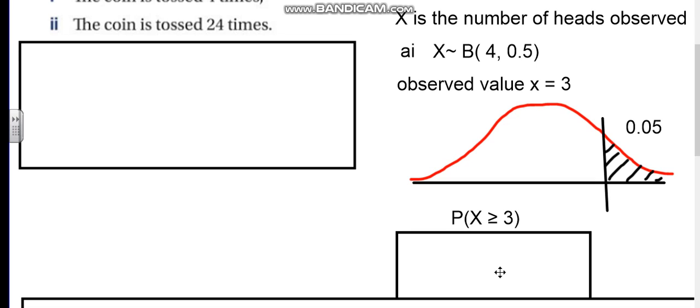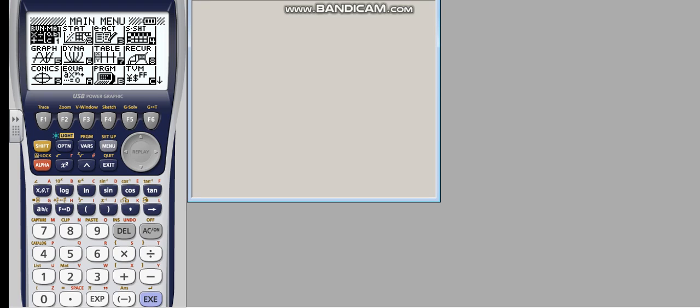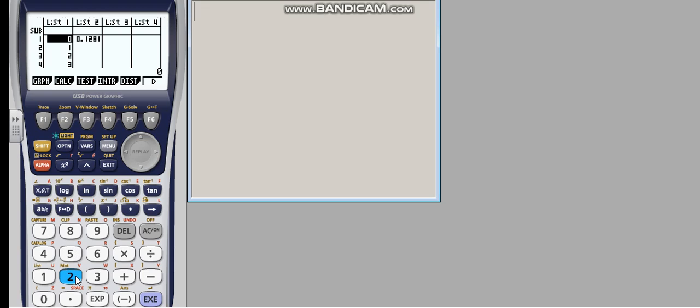So we can only look up less than or equal to. So greater than or equal to 3 is the same as 1 minus less than or equal to 2, okay? And if we use our calculator to do that, remember you need to be in your stat mode. For both calculators you need to be in your stat mode. In this one it's 2.